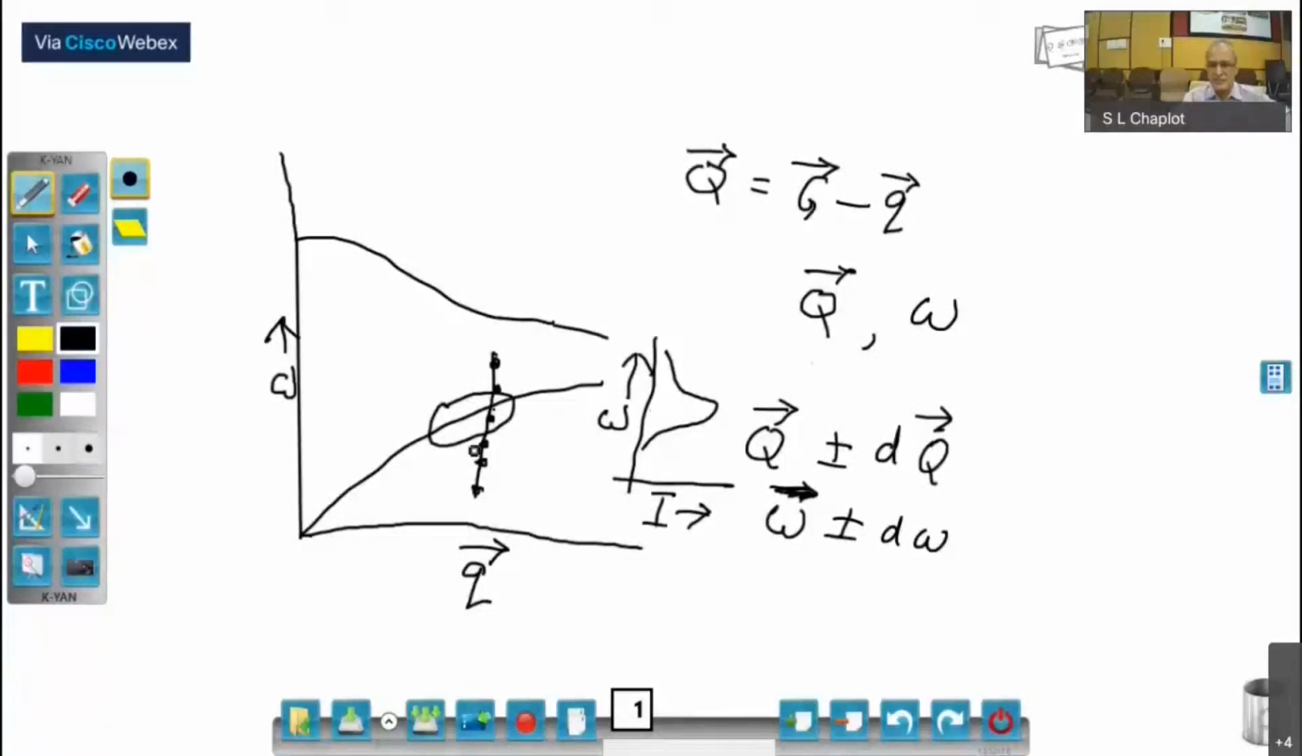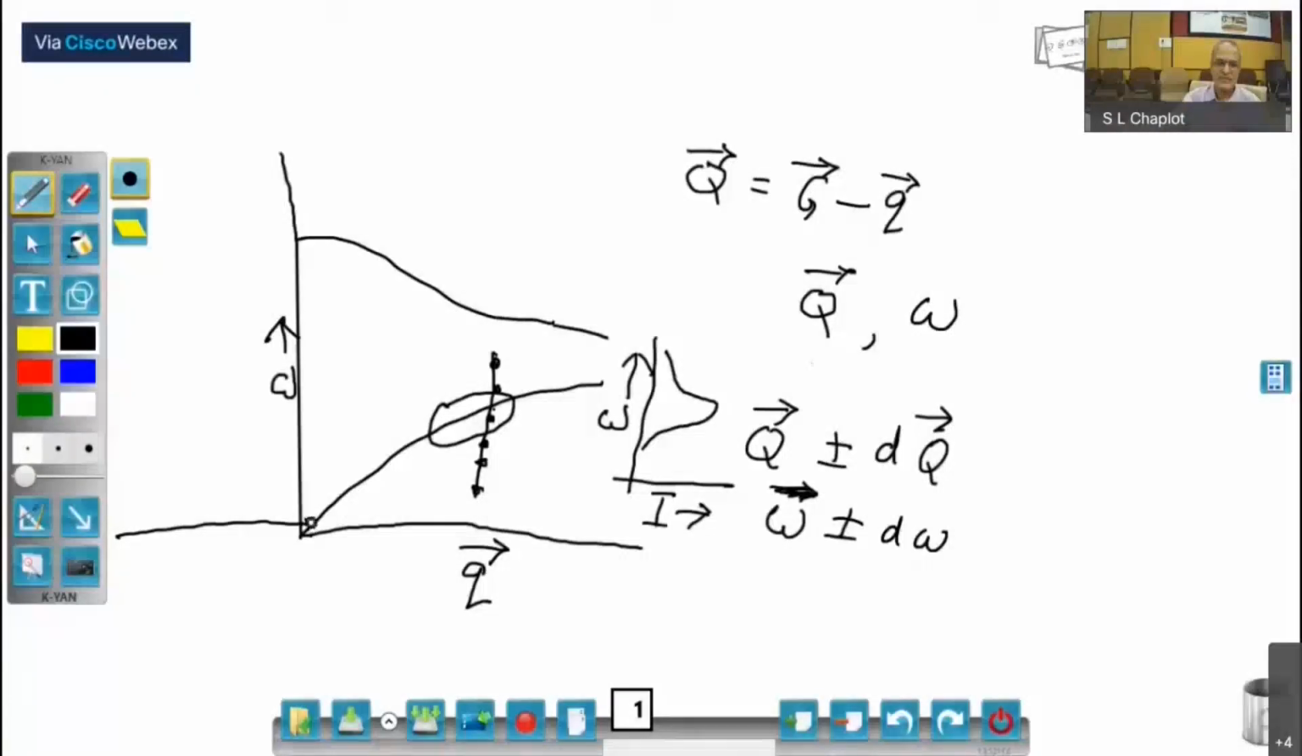At every point you take the resolution ellipsoid, and the convolution of the resolution ellipsoid and the phonon dispersion surface will give you the intensity. If there is no overlap, there is no intensity. If there is an overlap between the dispersion surface and the resolution ellipsoid, then you get an intensity.